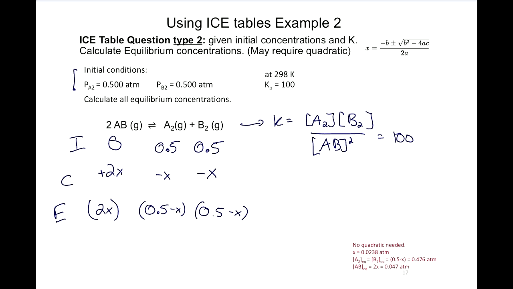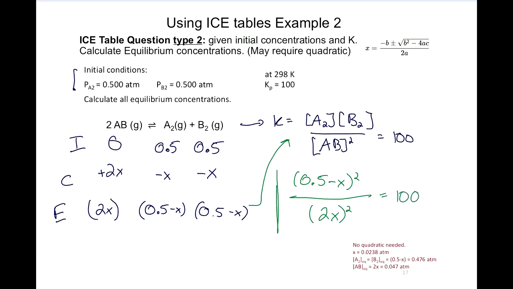So we put in those expressions we just got in the E line. So I get that K is equal to 0.5 minus X squared, because it's the same value twice for A sub 2, B sub 2. And then in the denominator, what is it? 2x, that whole thing squared, equals 100. All right.